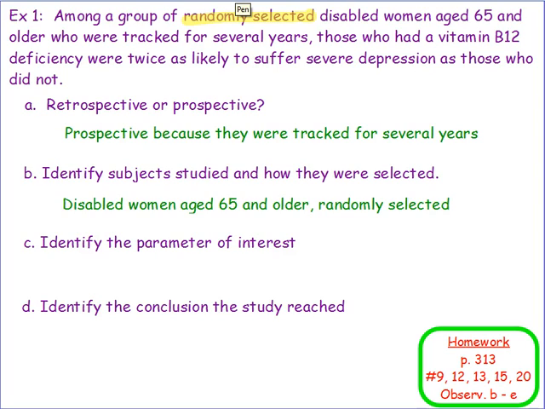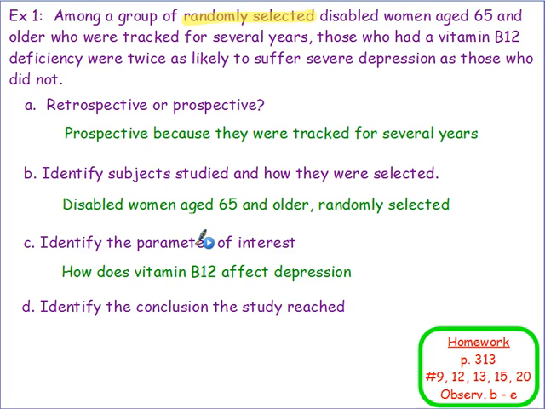So what was the parameter of interest? And again, the parameter of interest is what are we studying? So if we look at this, what were we actually studying about them? We were studying if vitamin B12 somehow affects depression, because we were looking at people who had B12 deficiencies and people who were not B12 deficient. And we were trying to decide if that affects depression.